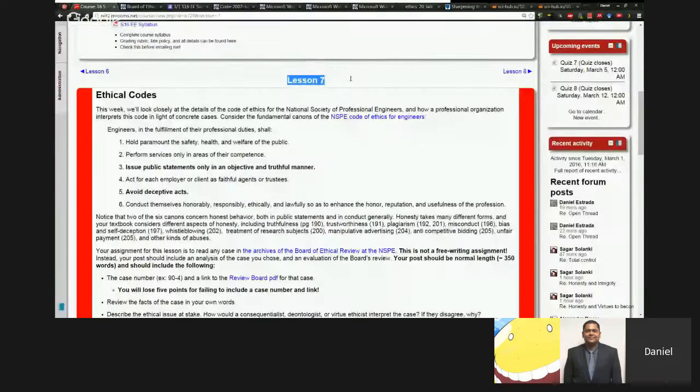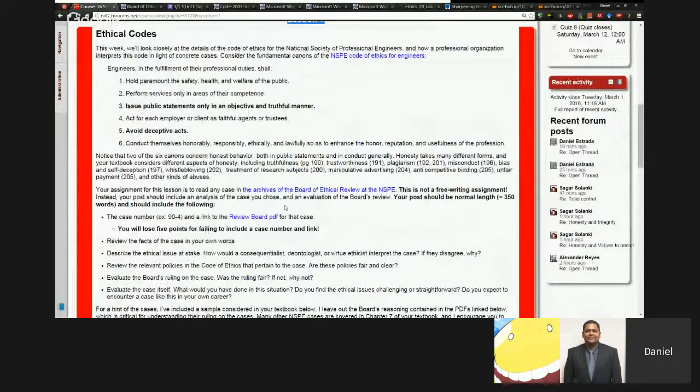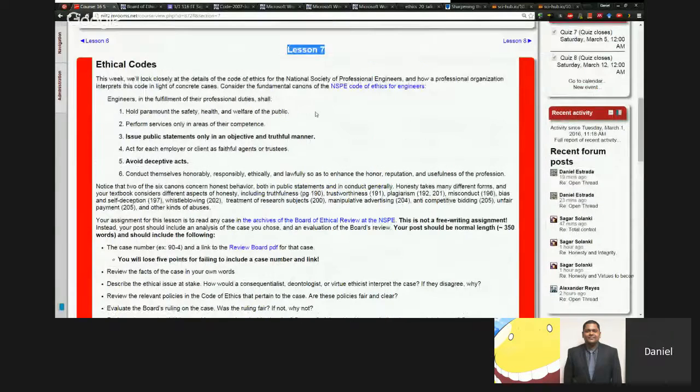So this is lesson 7. I think the lesson here is a little bit light in terms of content. I really want you to spend most of the time thinking about the codes of ethics. But if you find yourself with nothing else to do, you might want to look ahead.